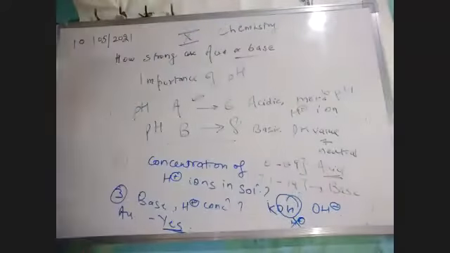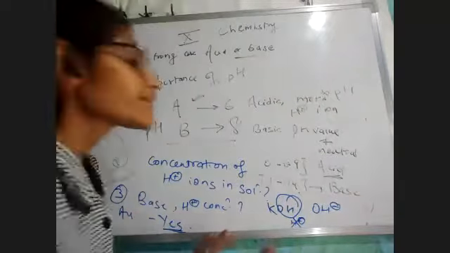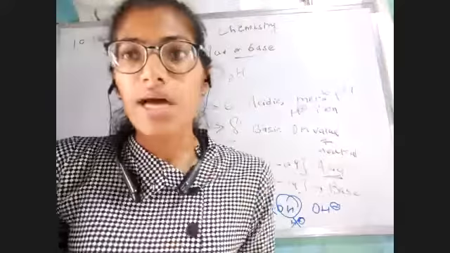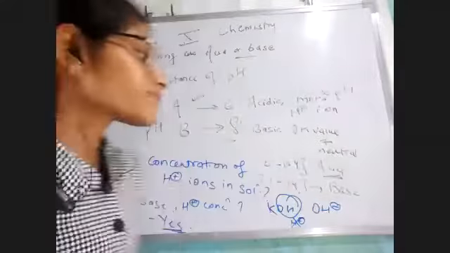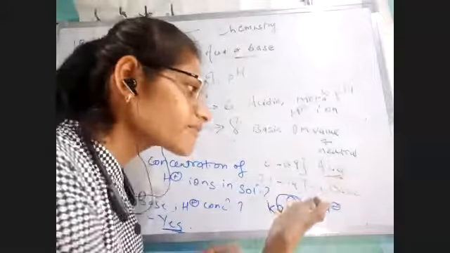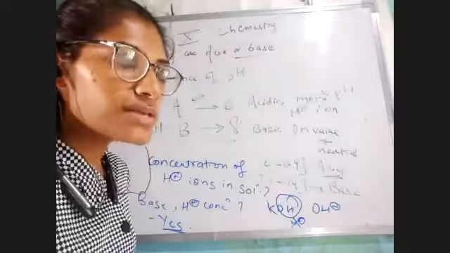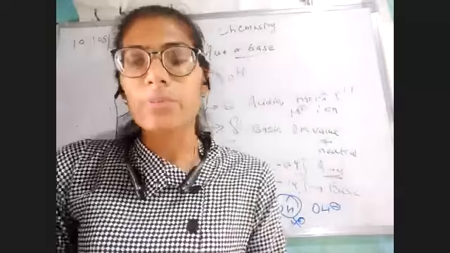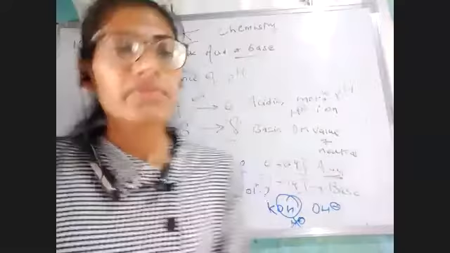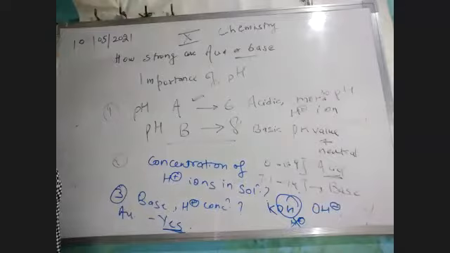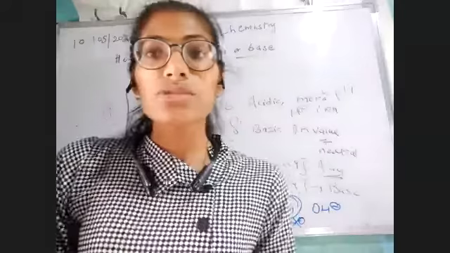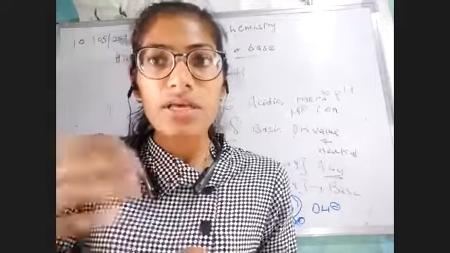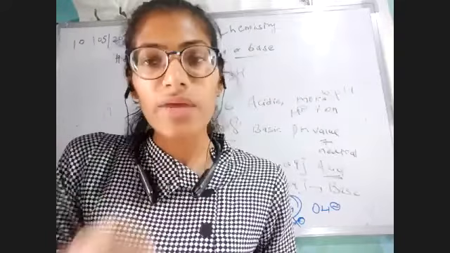Secondly, we have studied the importance of pH. We have seen that if the pH value is equal to 7, our substance is completely neutral. If the pH value is less than 7, that means acid is present. If the pH value is more than 7 up to 14, that means a base is present. And lastly, we studied the importance of pH, which tells us that we need to make our substance completely neutral. Only then can we deal with it.